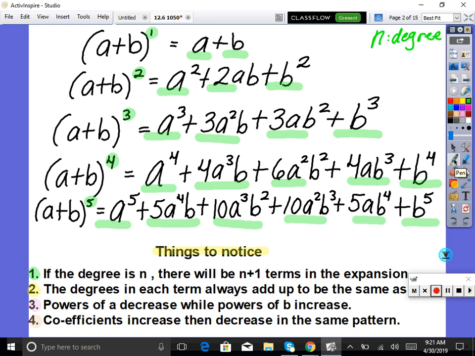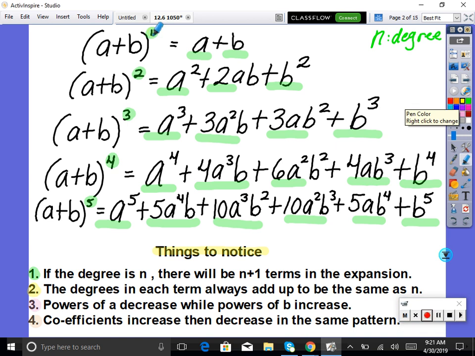Next thing to notice. The degrees in each term will always add up to be the same as the original degree. So let me show you what I mean. This is degree 1. In each term, it'll be degree 1. So look at this term. Degree 1, degree 1. Right here's degree 2. Notice, a 1 and a 1 adds up to be 2. So that's considered degree 2. Look, degree 3. Right here's a degree 3, a degree 3, a degree 3, and a degree 3. Why is this degree 3? 1 and 2 is 3. You guys see what I'm saying? Another thing. Once again, degree 4, 4, 4, 4, 4, and 4. So that's another thing to notice.